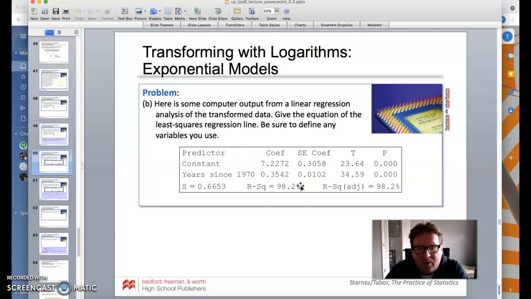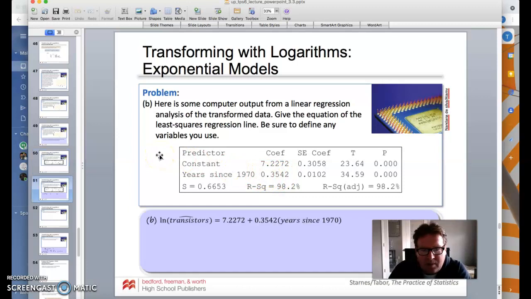Okay, so here's a computer output. Once again, constant, this is our y-intercept, here's our slope. Okay, so again, we want to make sure we take the natural log. Instead of just using y, it's kind of nice to use the transistors so we know what we're talking about.